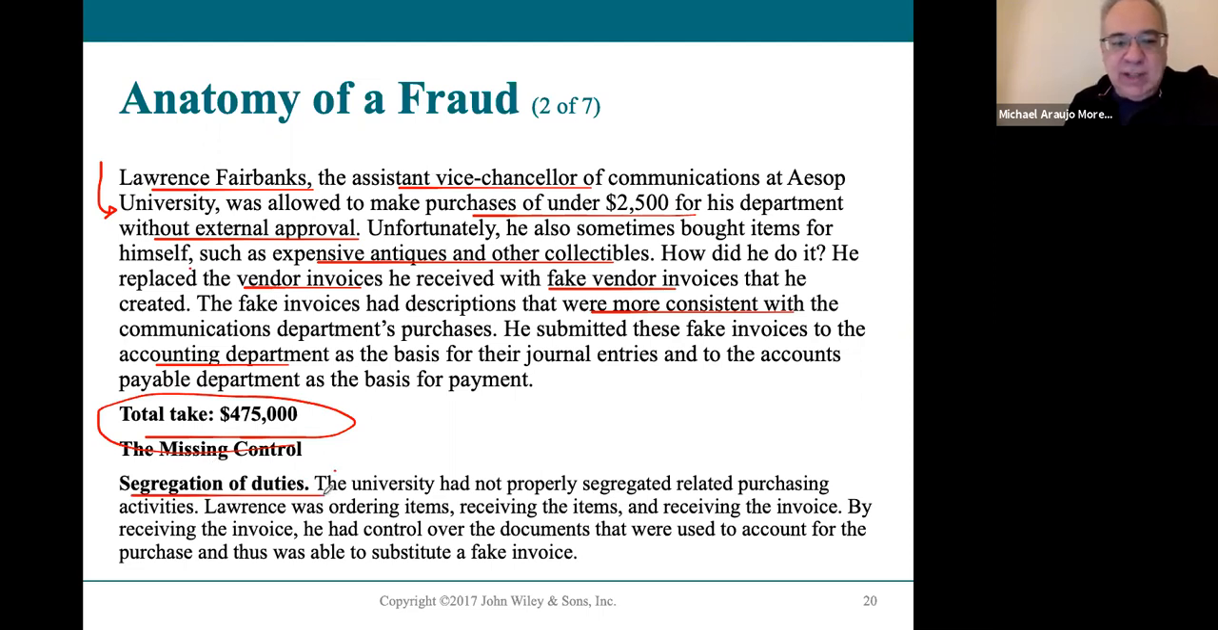There was no segregation of duties. He was able to order, he was able to receive the items, and he was able to get the invoice. So he had control over all the documents that were necessary to perpetuate a fraud, and he did. So that's Larry.